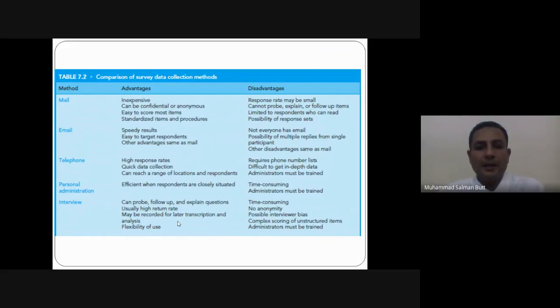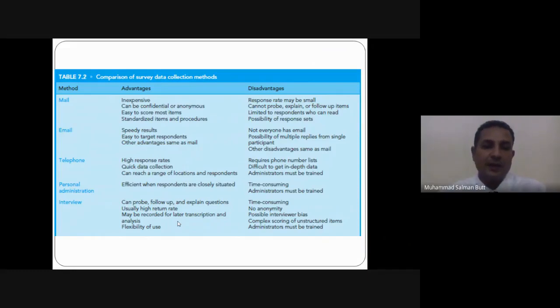But the problem with mail distribution of a questionnaire is that it will have a very low response rate, and you cannot probe, explain or follow up on items if the participant has any problem understanding any question in your questionnaire. You cannot explain to them the meaning of a particular question, and respondents are limited to those who can read. You cannot collect data from the illiterate population. And the possibility of a low response rate is a disadvantage for this method.